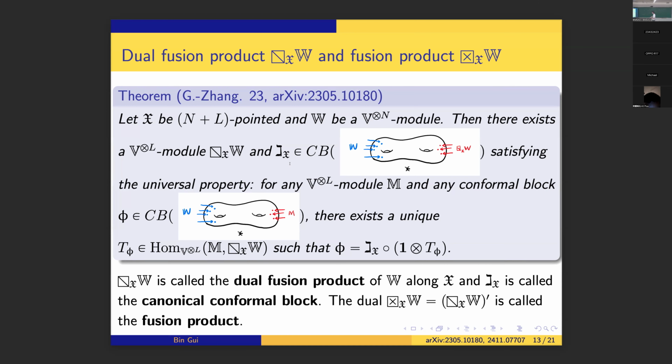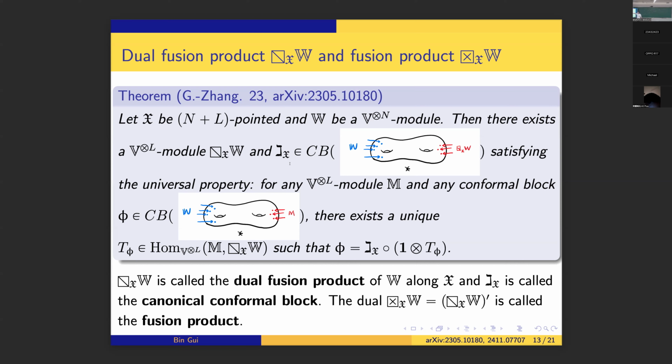In some way, this is a heterogeneous analog of the well-known fusion product. What people usually talk about as the fusion product is a kind of genus zero fusion product. But we can also talk about heterogeneous fusion products. So the setting is that I have a Riemann surface with a lot of marked points. I separate the marked points into two groups. The blue ones are regarded as the incoming points, and the right-hand side are, in some sense, the outgoing points.